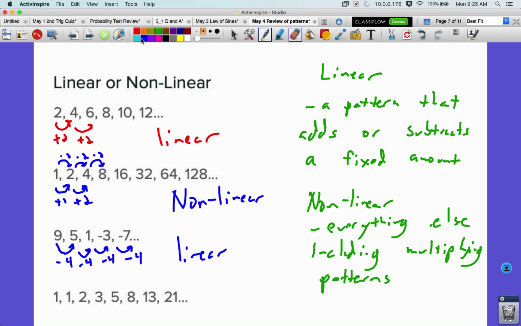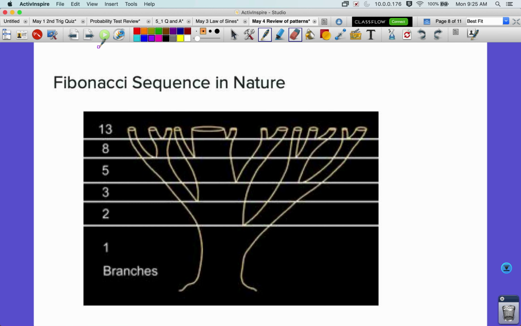In our last one, we add 0, then we add 1. That's nonlinear. This is not a multiplying pattern either. It's a very unique pattern called the Fibonacci sequence. So the Fibonacci sequence is this pattern that goes 1, 1, 2, 3, 5, 8. And it's really common in nature. And how we get it is you add the 2 previous terms to get the next term. So this next term would be a 13.